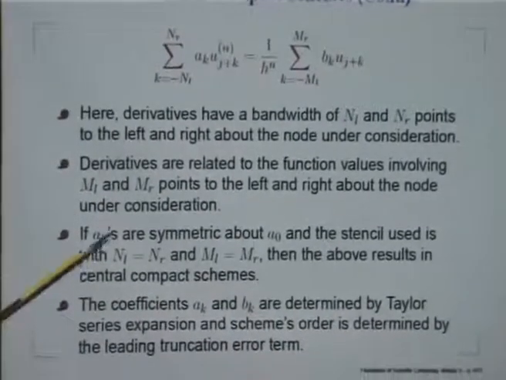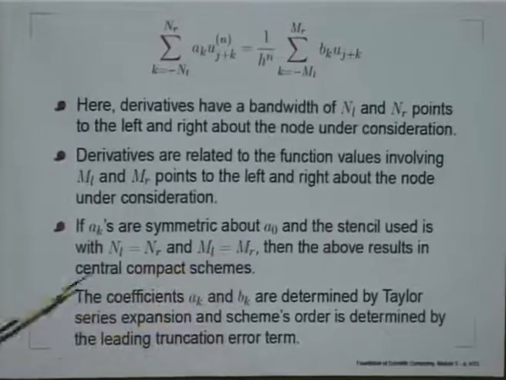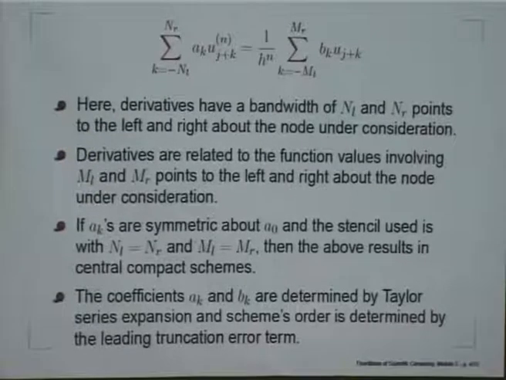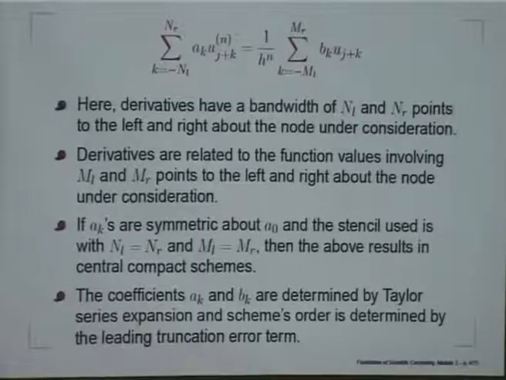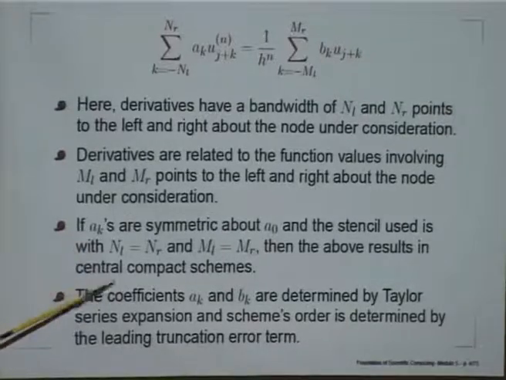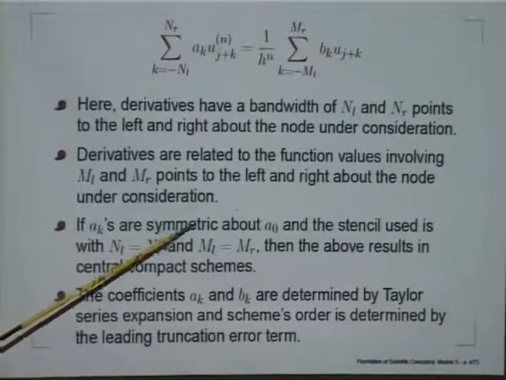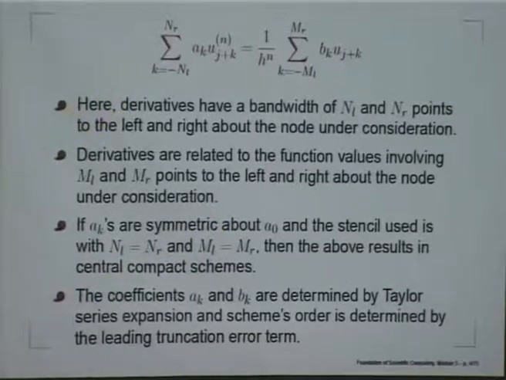So, on the left hand side, we would require this coefficient A of k to be symmetric about A naught, and furthermore, we need the same bandwidth. If I had an additional term here, that would have remained unbalanced, that would have given us all kinds of derivatives, and that would not give us a central scheme. Same way in the compact scheme also, the centrality of the scheme is determined by this condition that the A k's have to be symmetric about A naught, and the number of points have to be the same on either side of the node under consideration.